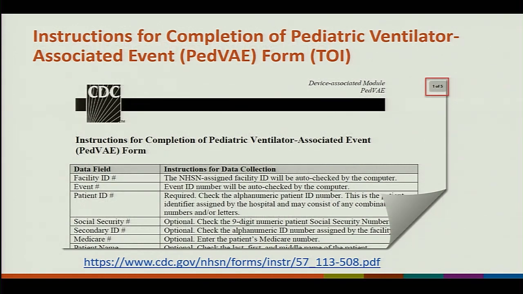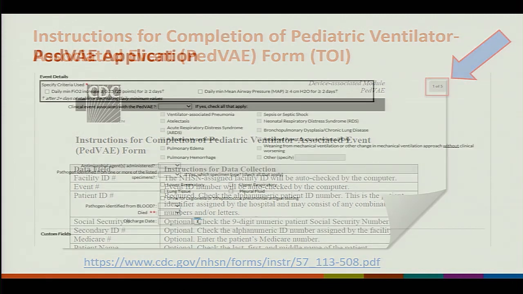Now, how you fill out that PedVAE, specifically those optional fields, you can find that information in this, and we've talked about this with several events. We've referred you to the table of instructions. And you can see that this particular table of instructions is 5 pages long, so there's a lot of really good information in there. So I'd take a look at that when you have questions about what are they really asking for in these fields? What do they want? What does this mean?